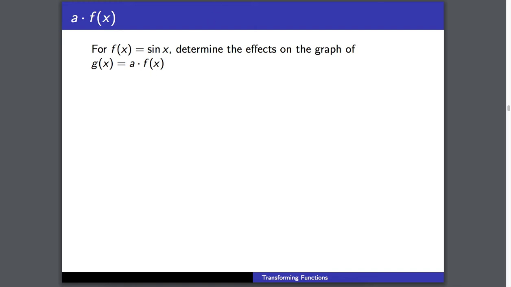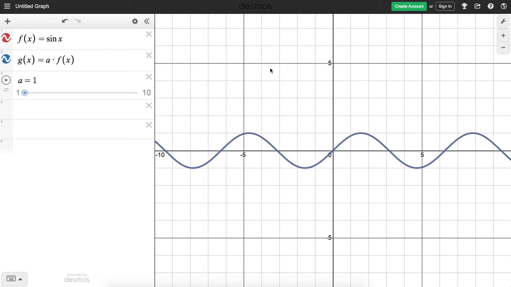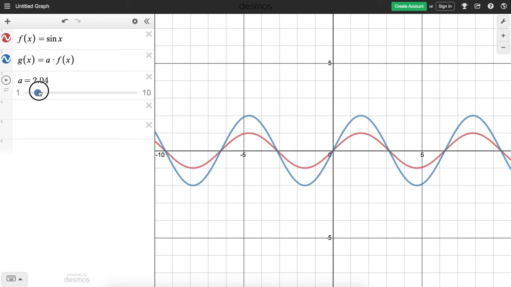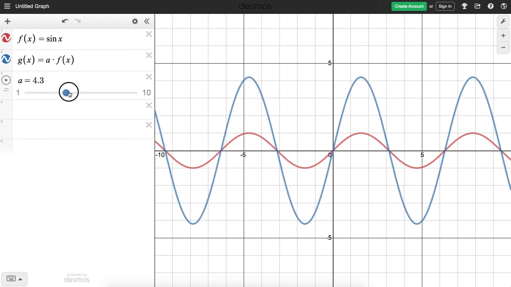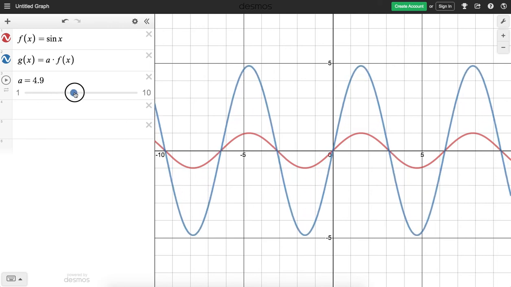So let's start by looking at values that are bigger than 1. So here we have our sine graph, which looks like a wave. And we have 1 times our sine wave, so it's not going to change it. But if we adjust the value of 1, look at what happens to our graph. It's stretching away from the x-axis. So here's the graph of 5 times the sine of x in blue.